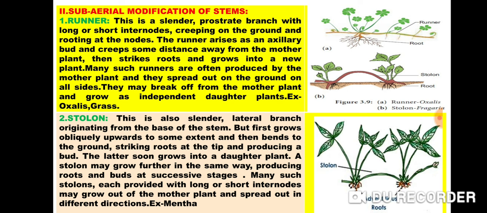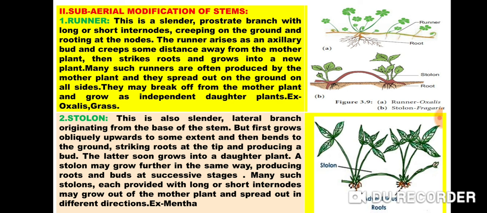Second one is stolon. This is also a slender lateral branch originating from the base of the stem, but first grows obliquely upwards to some extent and then bends towards the ground, striking roots at the tip and producing a bud. The latter soon grows into a daughter plant.